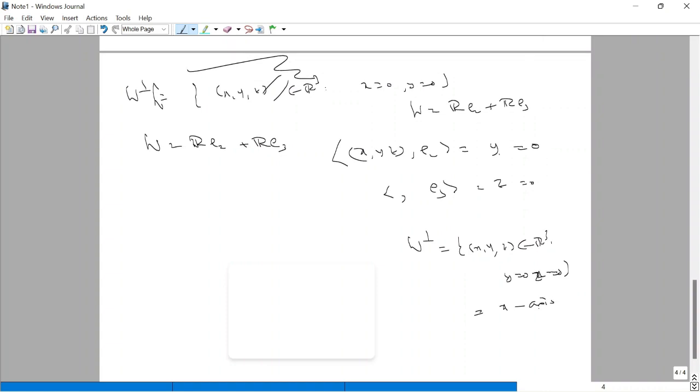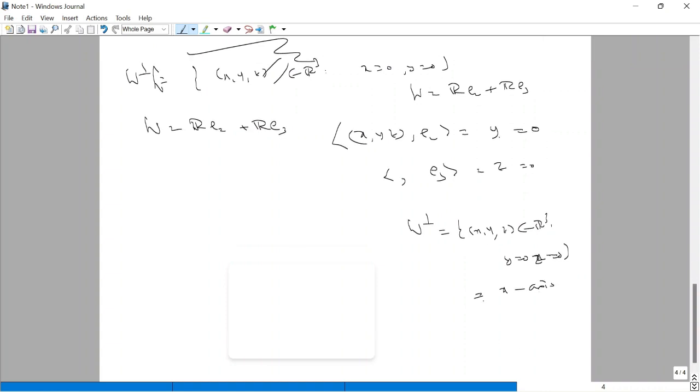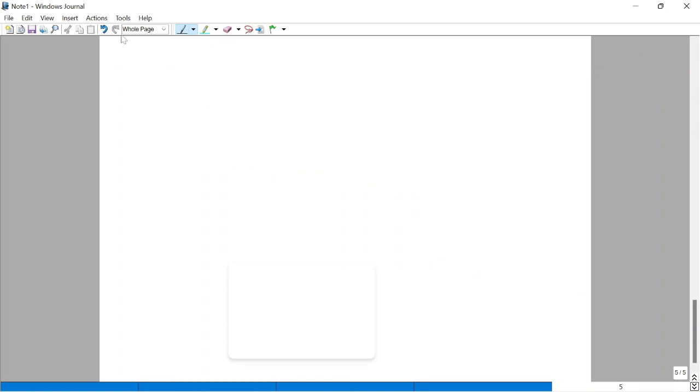Now we want to prove something. I want to say my V is a direct sum of W and W perp. So let us quickly recall what is meant by direct sum. This means if you give me any vector X, I can write it as W plus Z, where W is in W and Z is in W perp, and this is unique.